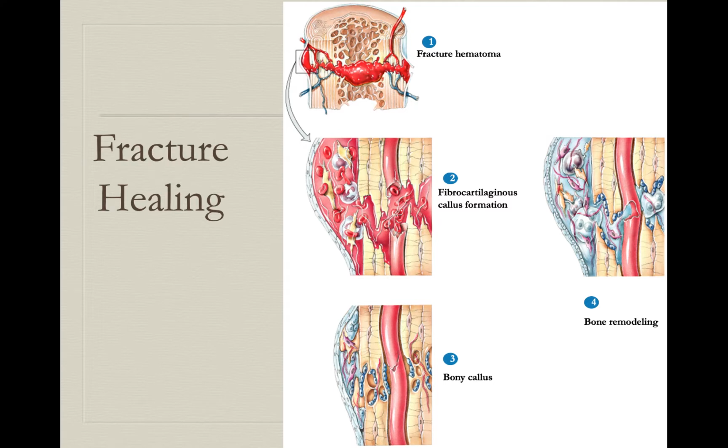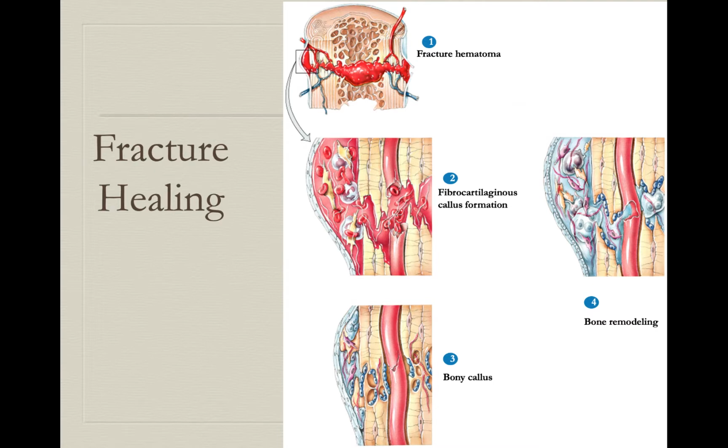So it's mineralized, so that means it has a fairly rigid structure, but it's not going to be as strong as mature compact bone. So the primary callus is going to form at about 6 weeks. So you can see why it's important to immobilize the ends of a bone during a fracture.